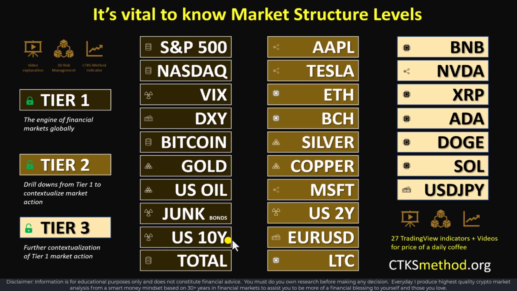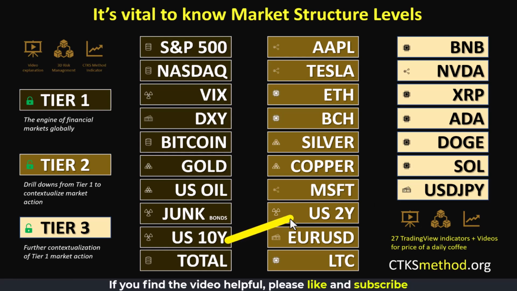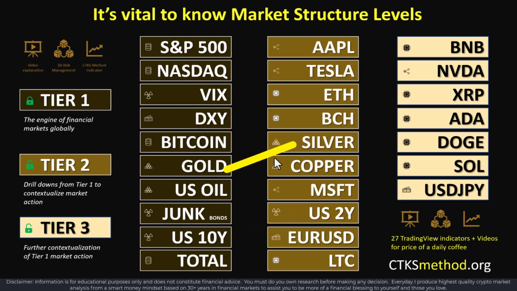For example, if the US10Y and the US2Y yields are going up, expect negative price momentum on gold and silver. Typically, the US10Y and the US2Y impact the DXY and vice versa. So these three tend to move together.